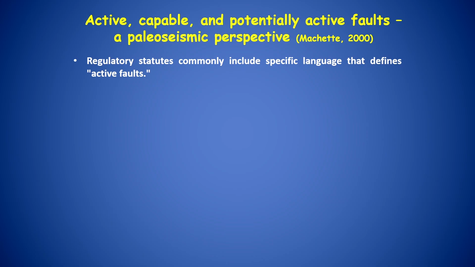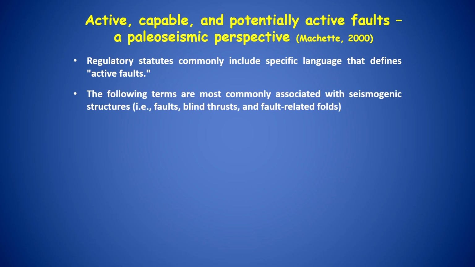So, as we discussed, if you need to characterize whether a fault is active, capable or potentially active, that has to be done because a regulatory statute commonly includes specific language that defines active faults. You can do that for different regions also, and in India, where many languages are spoken, you can have this information available in those languages.